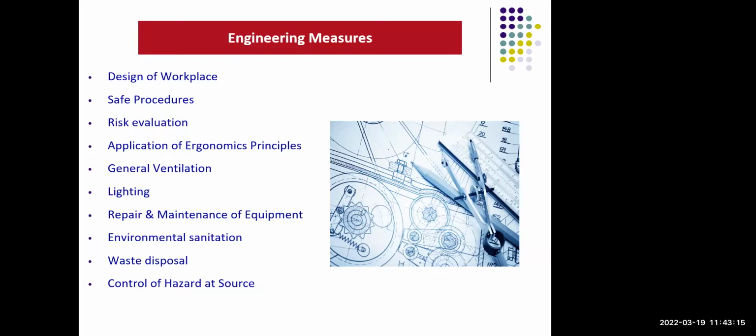Your safe procedures, all standard SOP safe procedures are there. Risk evaluation is extremely important. I'll come to that later on. Application of ergonomic principles. Suppose you're designing a machine. You see that all the controls which the person has to frequently operate are at their comfort level, so that he doesn't have to bend or reach out to operate a particular control. General ventilation, because ventilation is very important. It will dissipate heat. It will take away the harmful chemicals. Lighting, we discussed this.